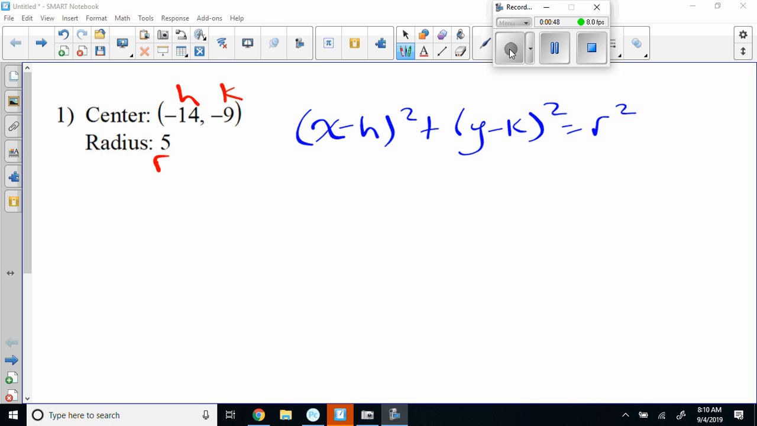So the h is negative 14, folks. When you plug it in, it has to become a positive 14. The k is a negative 9. When you plug it in, it has to become a positive 9. Equals r squared. Now, you cannot leave this as 5 squared. I will not accept that.